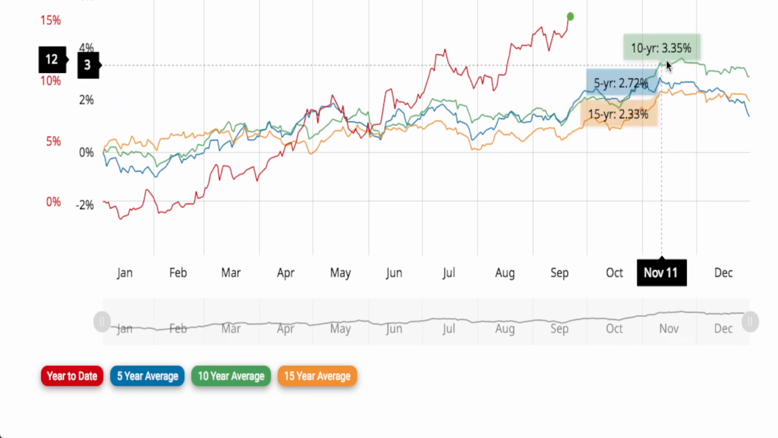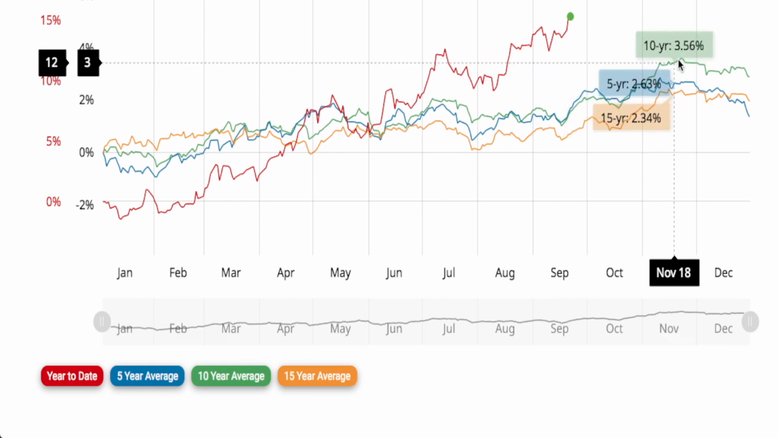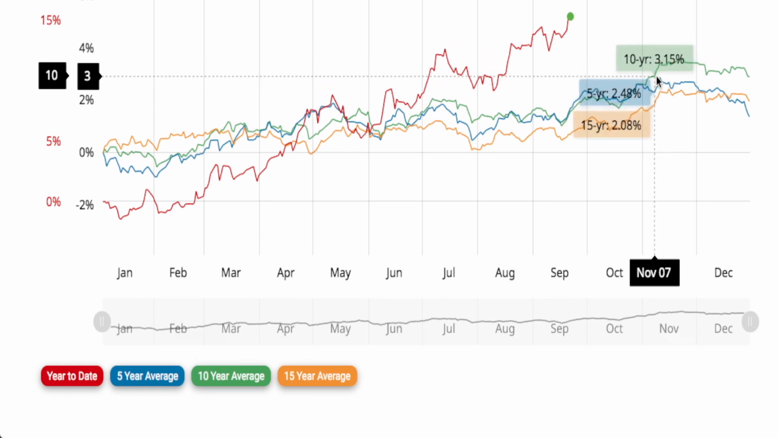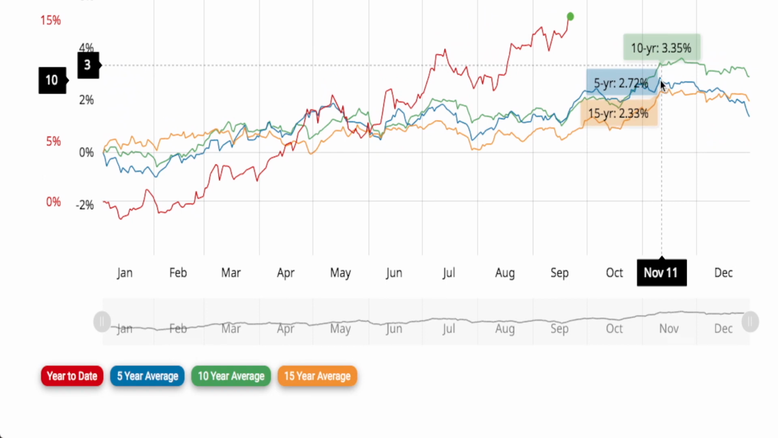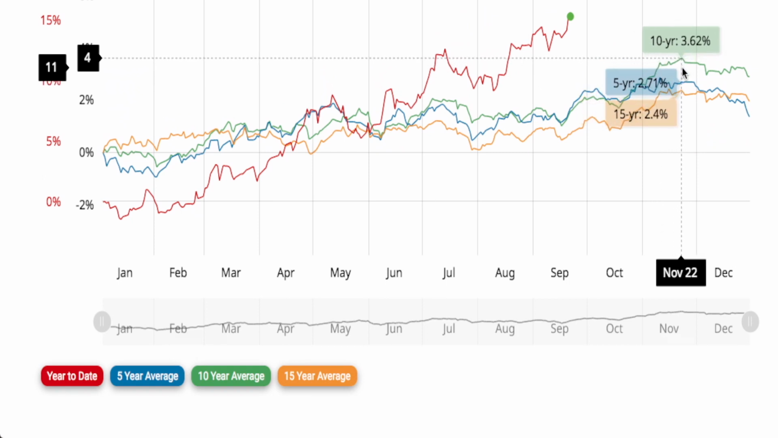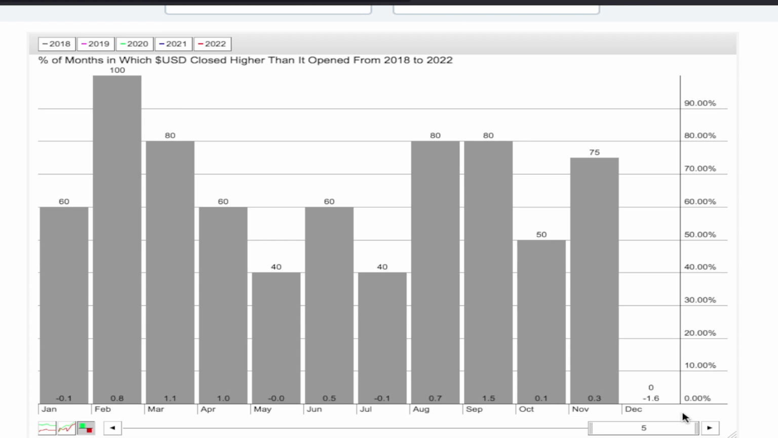So you've got seasonalities here peaking in November, so keep an eye on that. You've got a couple of dates to watch: November 10th, and around November 22nd and 23rd, in regards to seasonality. Okay, so here we have another chart that I like to also see.